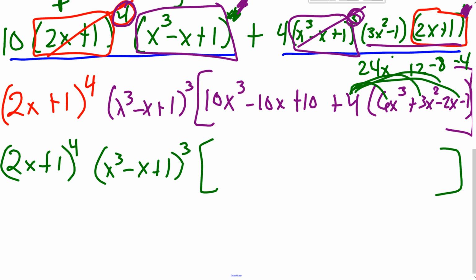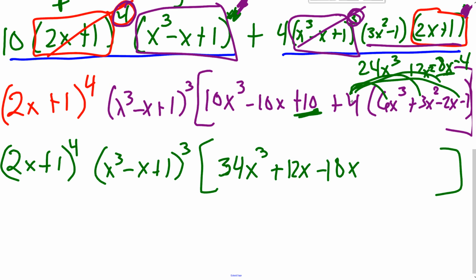So I got 24x cubed and 10x cubed. That's 34x cubed. Then I have 12x squared, so plus 12x squared. Then a negative 8x and a negative 10x is negative 18x. And then I have a 10 and a negative 4, because that was a negative 1 right here.